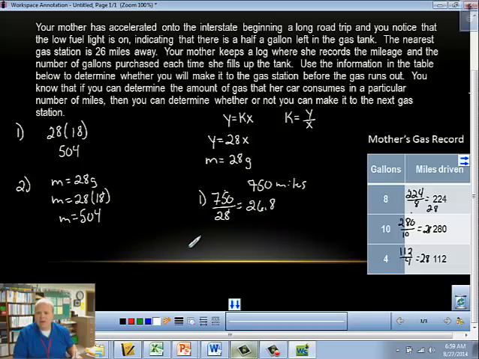Okay. The second way, number two, is to use my equation. So m is 750, so 750 equals 28g. How do I get g by itself? This should be reviewed from last year. To isolate the variable, I'm going to divide by my constant. So I'm going to divide by 28, and g equals still 26.8. So 26.8 gallons would be needed to drive 750 miles.